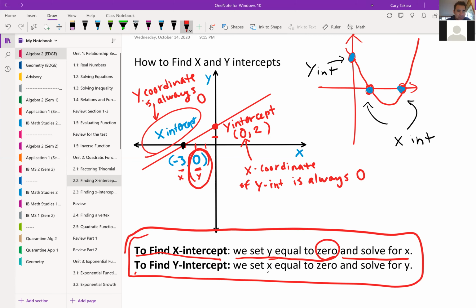And likewise, when I ask you, how do you find the y-intercept? What are you going to tell me? You're going to say, you set x to 0, because the y-intercept has an x coordinate that is always 0. Does that make sense?